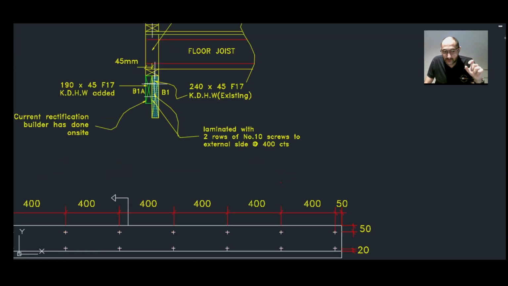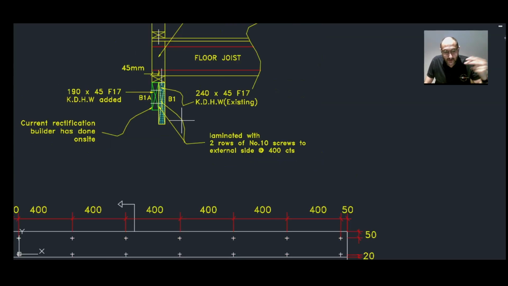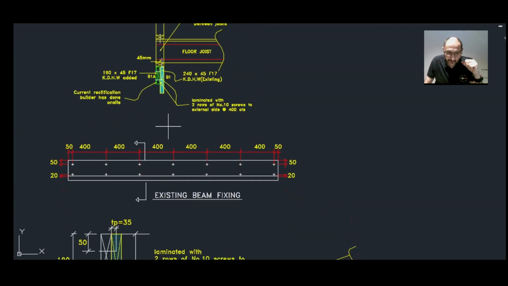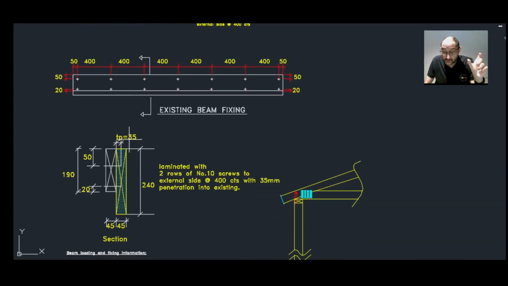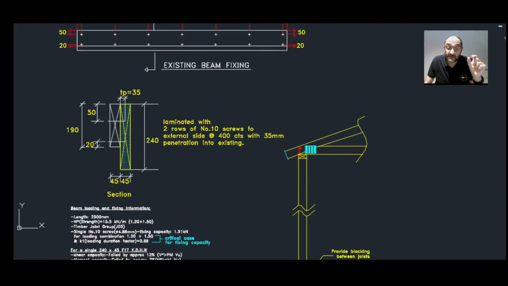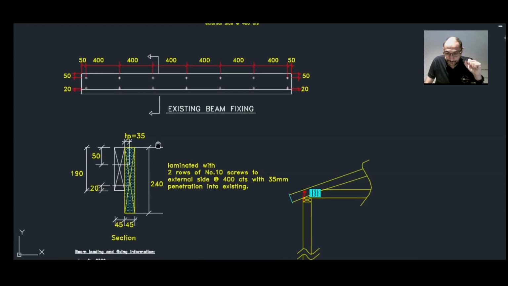Now the beams were laminated together with 2 rows of number 10 screws to the external side at 400 centers, and the screw shank diameter for number 10 is generally 4.88 millimeters. There is also a 50mm edge distance and a 50mm end distance to the center of the screws. The builder also stated that they used an 80mm long screw, which leaves a 35mm penetration depth into beam B1.